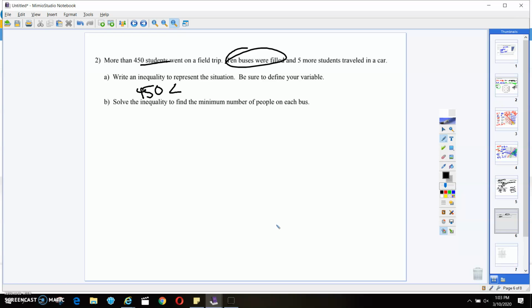But we don't know for sure, right? We don't know if we're dealing with high school football players or kindergartners, because it doesn't say that. So we're going to say 10x plus 5, and x is going to be equal to the number of kiddos that we can fit on a bus. So it's 450 equal.